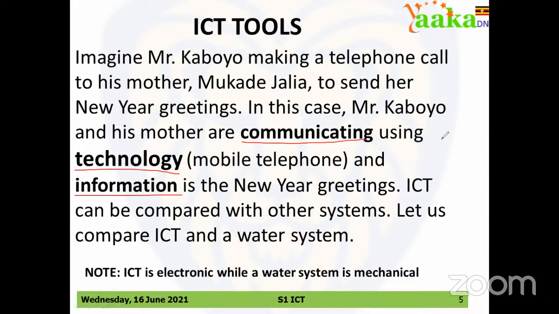Okay, first stop there. Now, here we have Kaboyo making a telephone call. Hello, hello, Mama, and the mother is called Mukade Julia, to send her New Year greetings, something like Happy New Year. In this case, when this communication is taking place, the two people are communicating. Why? Kaboyo is saying hello, Mukade, and Mukade is saying hello. When there is sending and receiving, they call and you pick. That is what we call communication. Are we together?